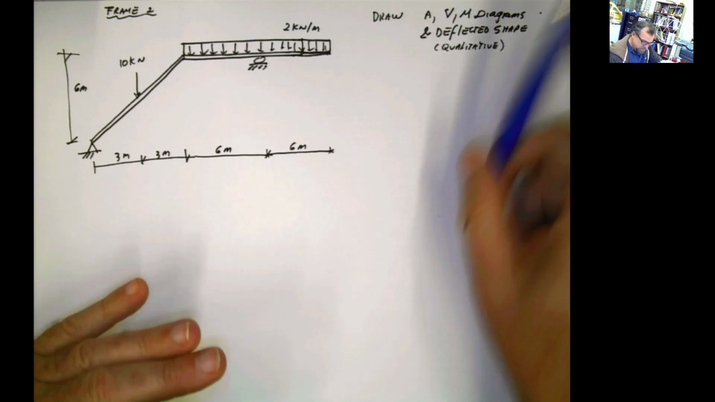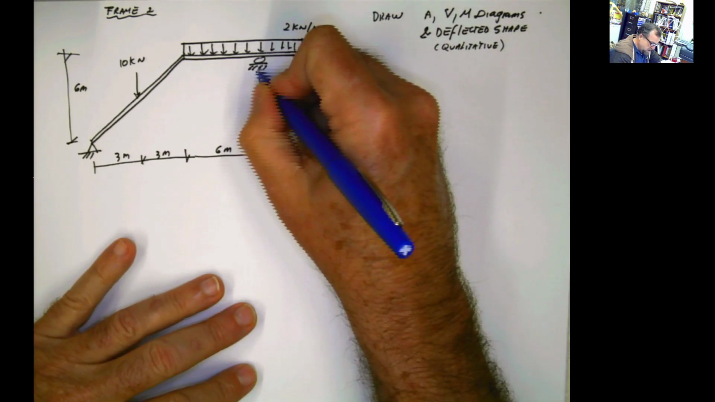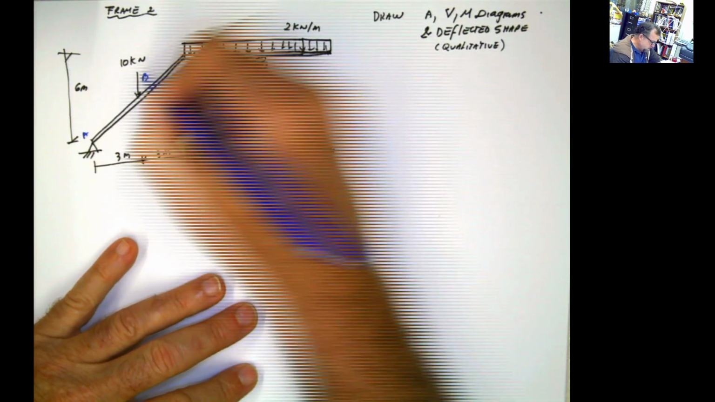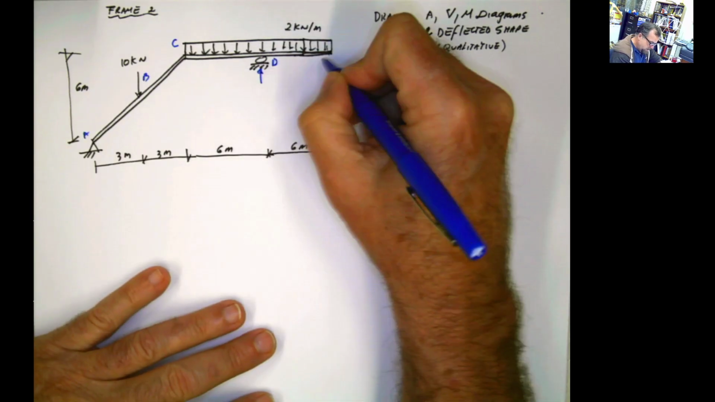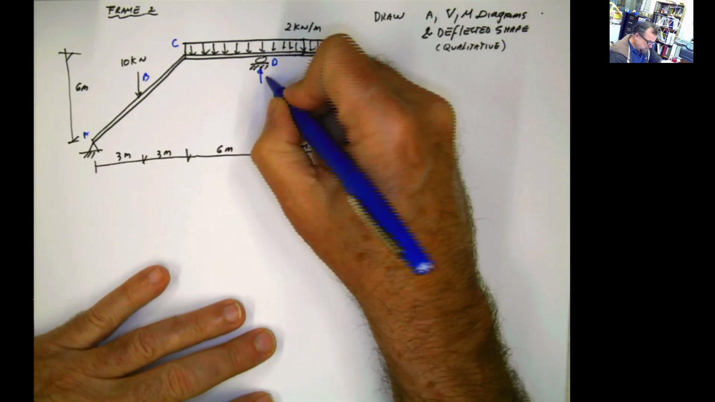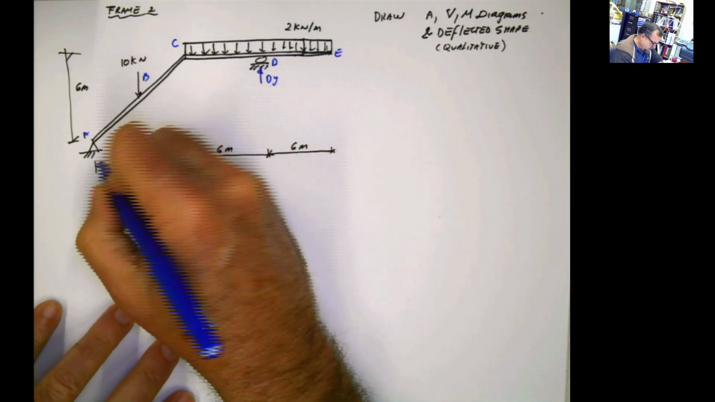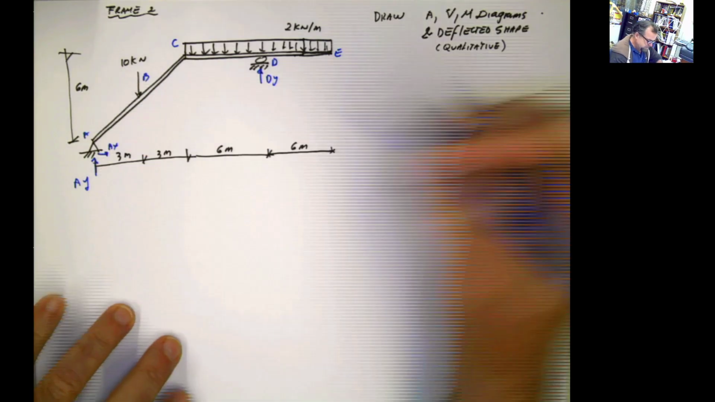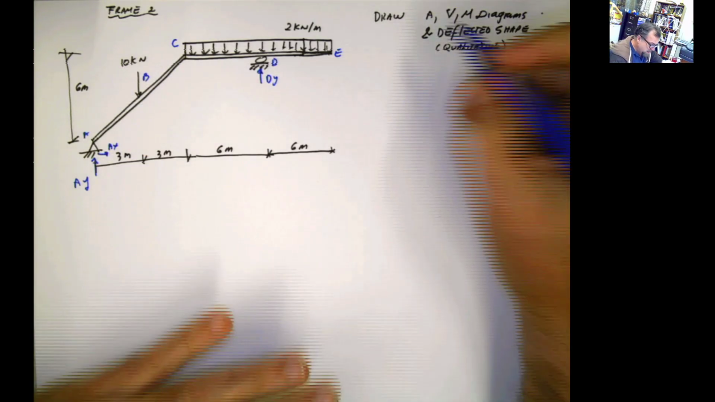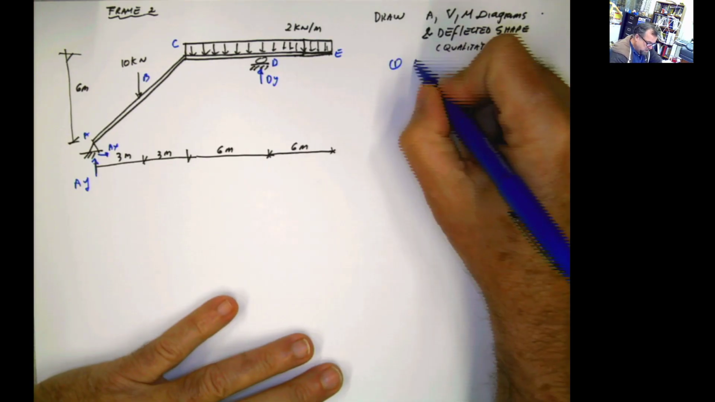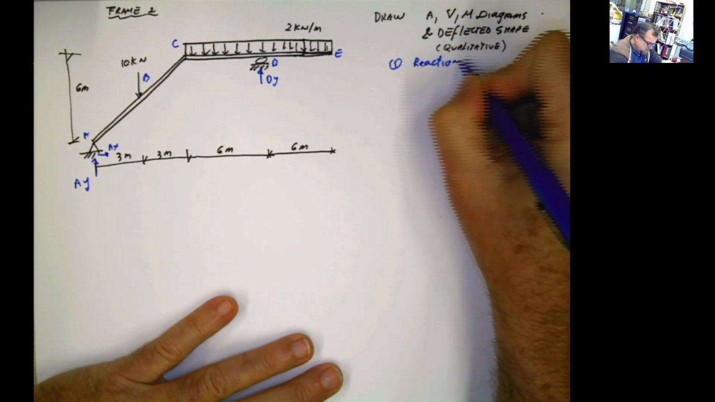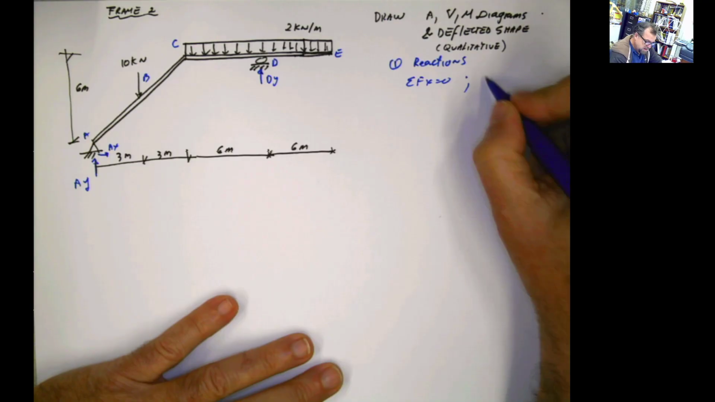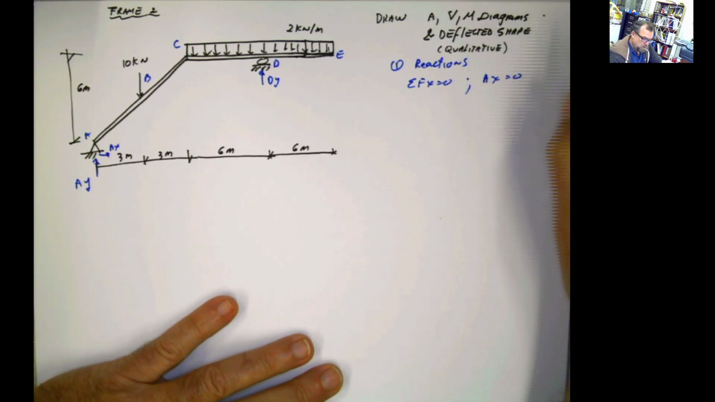So once again, first thing first, reactions. I didn't put letters here, but let's say that this is A, B, C, D, E, F, G. This is going to be DY, and this is going to be AY, and this is going to be AX. The first thing that we have to do is calculate the reactions. If I do summation of forces in X, that means that AX is 0, and we are done with that.